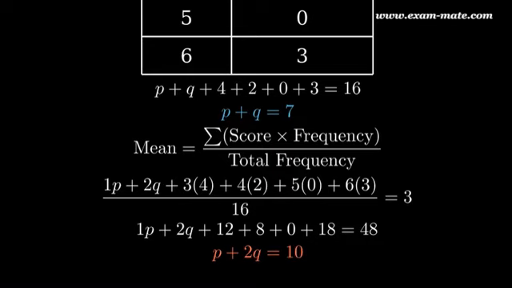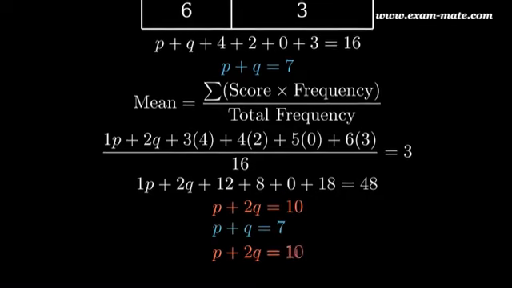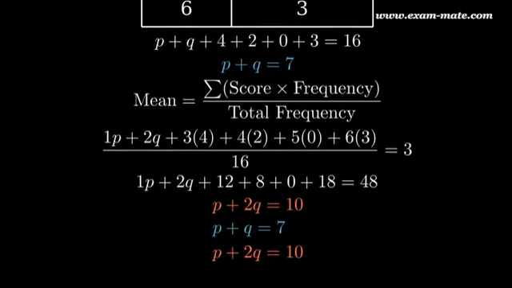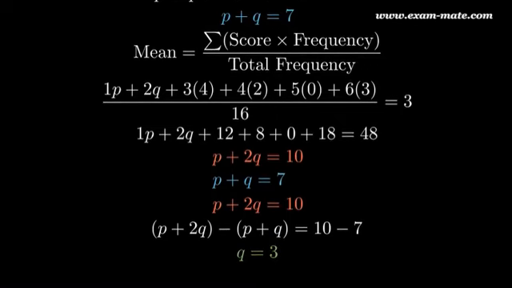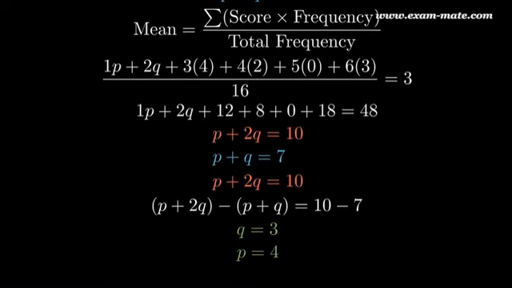Now we have a system of two equations, p plus q equals 7 and p plus 2q equals 10. To solve this, let's subtract the first equation from the second. This gives us q equals 3. Substituting back, we get p equals 4.